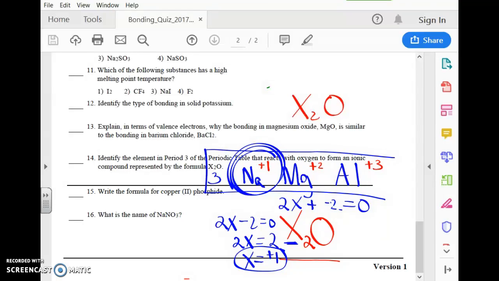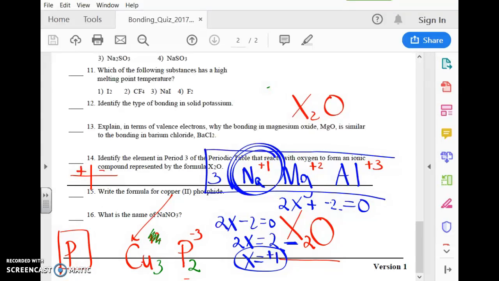Number 15. Write the formula for copper 2 phosphide. Well, our first order of business is to write Cu, and phosphide is P. Roman numeral 2 means this has a charge of 2. Phosphide has a charge of negative 3. Remember, it's positive, negative. I have to choose the first negative charge that I see for phosphorus, because it's my second. Swap, drop, and reduce. The 3 comes here, the 2 comes here. Our final answer is Cu3P2.